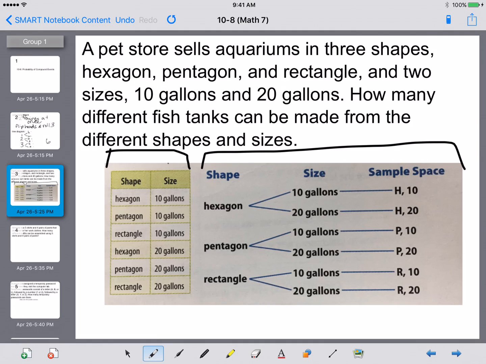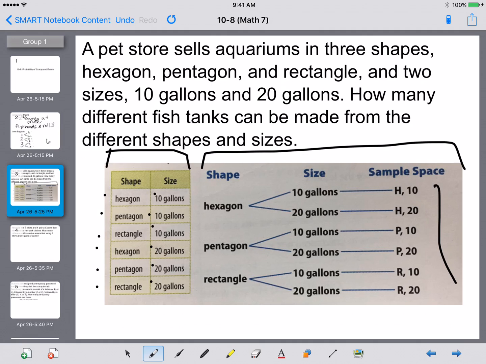In their table, they did hexagon for 10, pentagon for 10, rectangle for 10, and then hexagon for 20, pentagon for 20, and rectangle for 20. So they made sure that they got all the different options in there. The tree diagram does a very similar thing. You have your hexagon, your pentagon, and your rectangle as your shapes. There are also 2 different sizes of each thing, so each shape needs to have 2 branches coming off to represent the sizes.